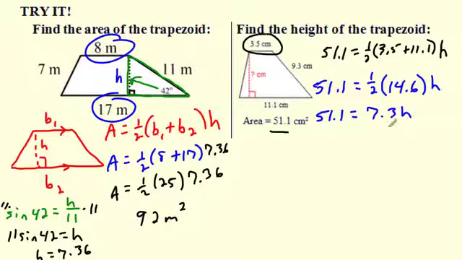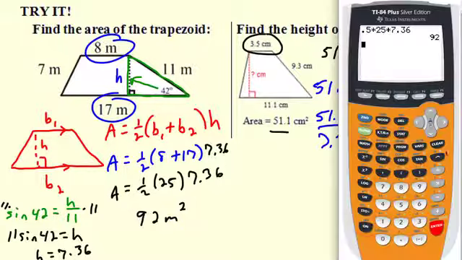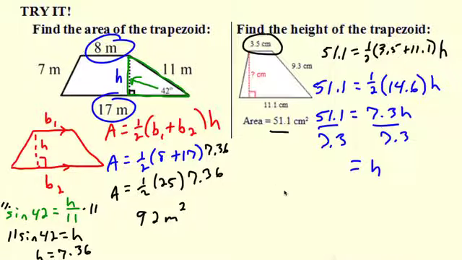And now I can find h. How do I find h? I'm going to divide both sides by 7.3. Fantastic. So h is going to equal, let's finish this out, 51.1 divided by 7.3. And I get 7. So that one worked out friendly. And this is 7 centimeters is the height. So I actually went and found the height this time. So that may happen.